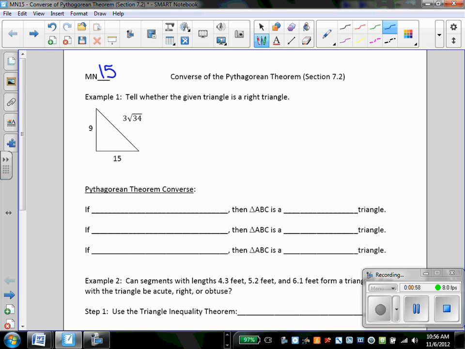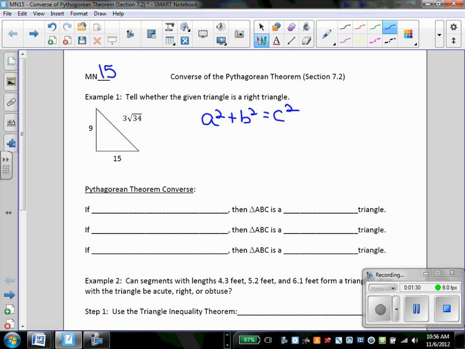So example 1, it says, tell whether the given triangle is a right triangle. That's the whole point of this: we just want to know if we have three sides of a triangle, if this is in fact a right triangle. So we're going to start by putting the Pythagorean theorem up, which we're very, very comfortable with now because we've been working on it for a while. And just looking at this triangle, it seems like 3 square root of 34 is the longest side, which is the hypotenuse.